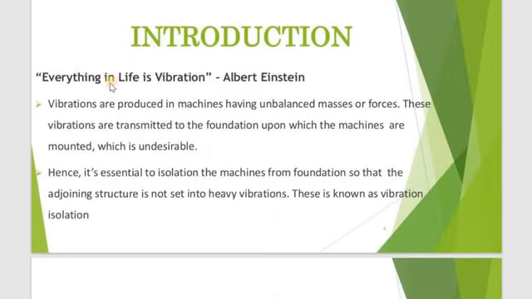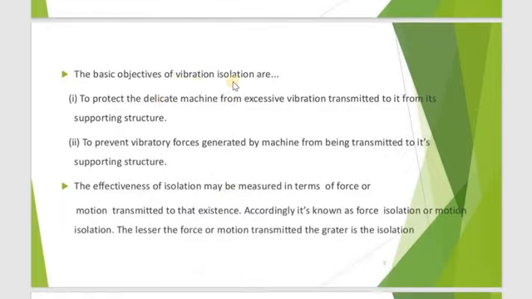Everything in life is in vibration, according to Albert Einstein. Vibrations are produced by machines having unbalanced forces or masses. These vibrations are transmitted to the foundation upon which the machines are mounted. Hence it is essential to isolate the machines from the foundation so that the adjoining structure is not subject to heavy vibration. This is known as vibration isolation. The main objective of isolation is to protect delicate machinery from excessive vibration, and also to prevent the vibrating forces generated by the machine from being transmitted to the supporting structure.